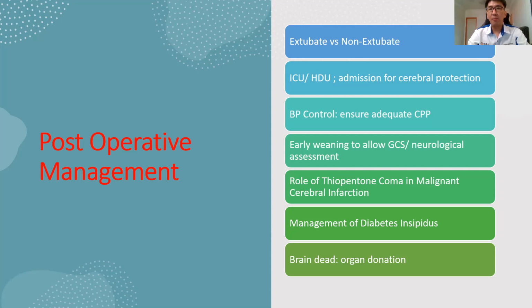If the patient's preoperative GCS is good, we can allow weaning. If the surgery or the brain is uncomplicated, early neurological or GCS assessment can be done quickly. Some patients will have very bad cerebral edema operatively. They may need a thiopentone coma in malignant cerebral infarction. Sometimes some patients may have DI, diabetes insipidus, that is managed. And if the patient is keen, we can ask the family members for organ donation.